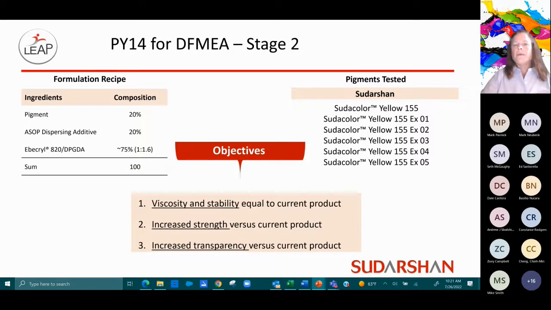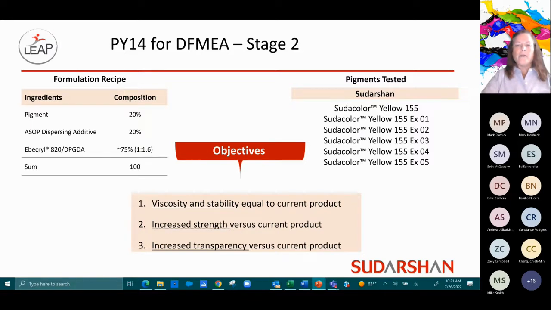So I brought a couple of examples for the stage 2 and stage 3 areas that we've done in the past. So in a stage 2 or design FMEA, we are taking a look at pigment yellow 14 for inks, and this is a UV ink formulation where we had 3 objectives to take a look at. We wanted to maintain the viscosity and stability of the current product. In this case, it's our Sudacolor Yellow 155. We also wanted to increase the strength versus the current product, and increase the transparency of the current product.